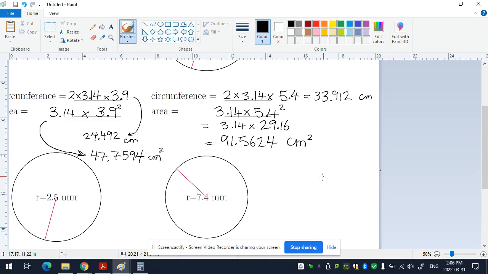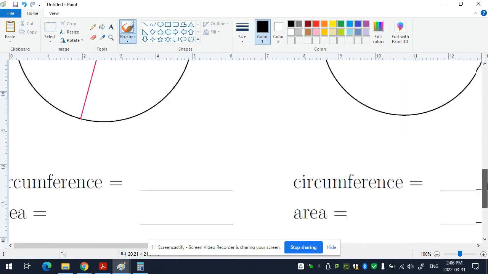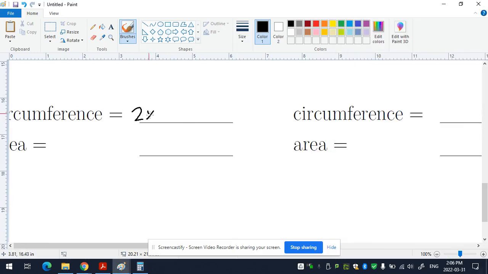This is radius. They even tell you, look, you don't have to guess. R equals 2.5, not D. D is diameter, R is radius. They're already telling you, just proceed. So here it is. Yes, exactly. So this is 2.5. So it's 2 times 3.14 times 2.5.